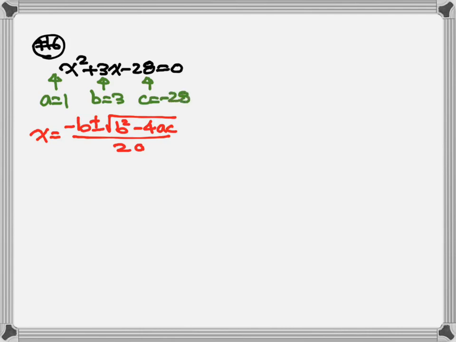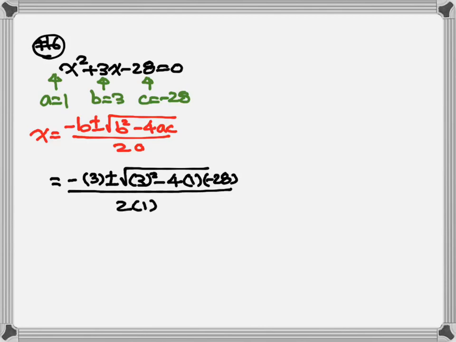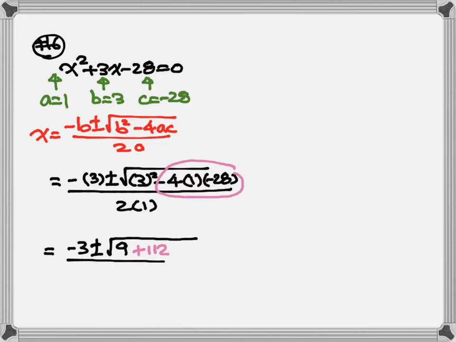After that, we're going to substitute different numbers for different variables. So we have negative b, 3. Every time you substitute a number for a variable, put that in parentheses. So b squared will be 3 squared, minus 4. My a is 1. My c is negative 28, over 2a. A is 1. So here, we have negative 3, keep the plus minus, square root of 3 squared gives you a 9. After that, we are going to multiply the three numbers. Negative 4 times 1 times negative 28 becomes plus 112, over 2 times 1 is 2.